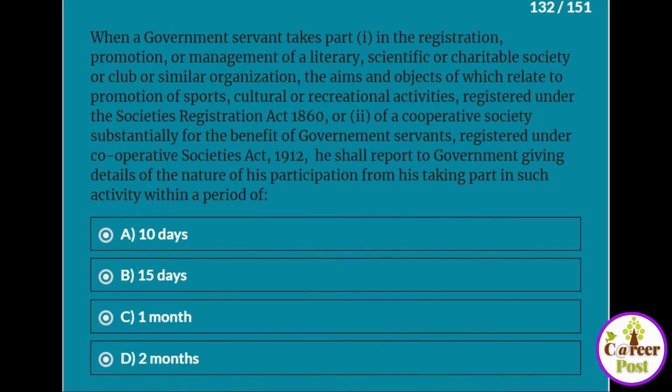When a government servant takes part in the registration, promotion or management of a literary, scientific or charitable society or club or similar organization, the aims and objects of which relate to promotion of sports, cultural, recreation activities registered under the Societies Registration Act 1860, or a cooperative society substantially for the benefit of government servants registered under the Cooperative Societies Act 1912, he shall report to the government giving details of the nature of his participation within a period of 1 month.